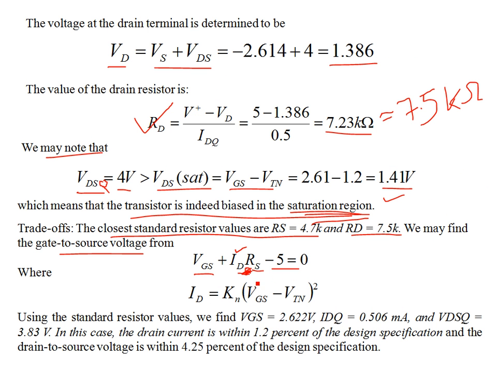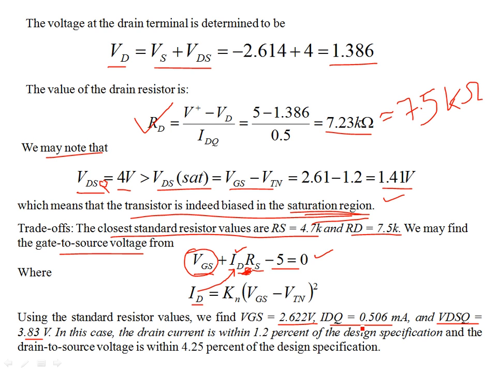So at the source branch, since the transistor is in the saturation region, you use this equation of ID and you plug it right over here, where ID is given by Kn times (VGS minus VTN) squared, and you find what VGS is. The only unknown in this equation is your VGS. If you do so, you'll find that VGS is 2.622 volts, and from this it gives IDQ back as 0.506 milliamps and VDSQ as 3.83 volts.